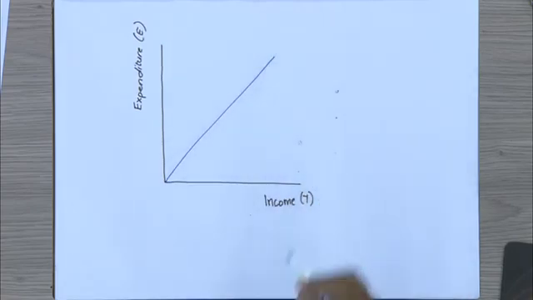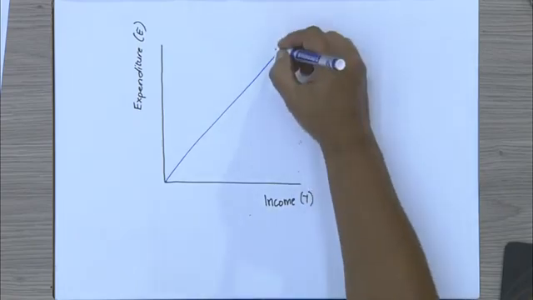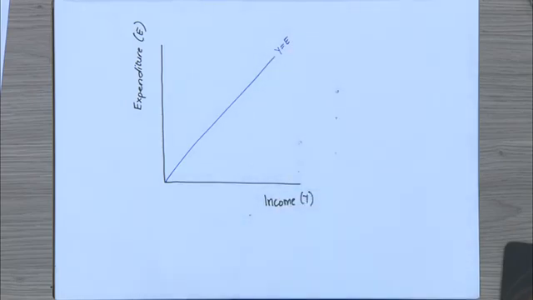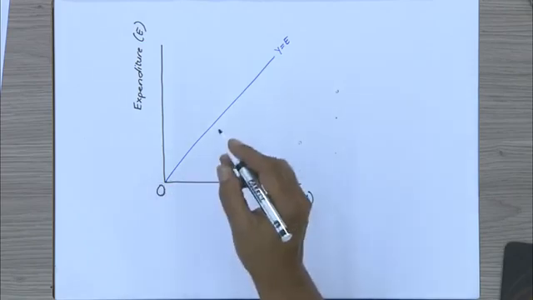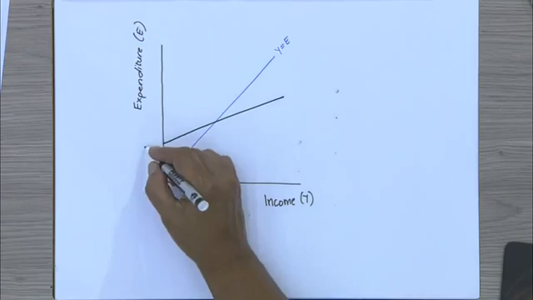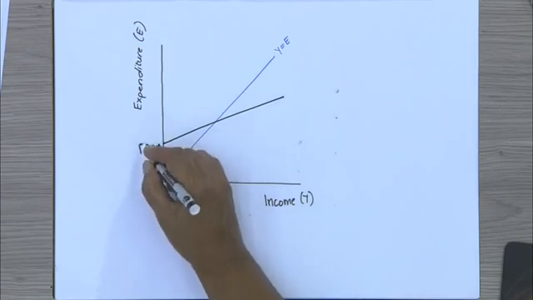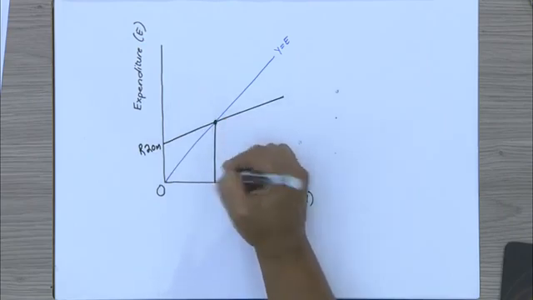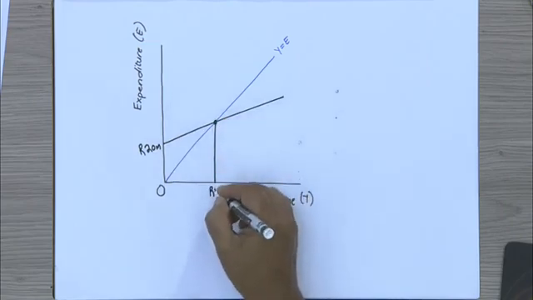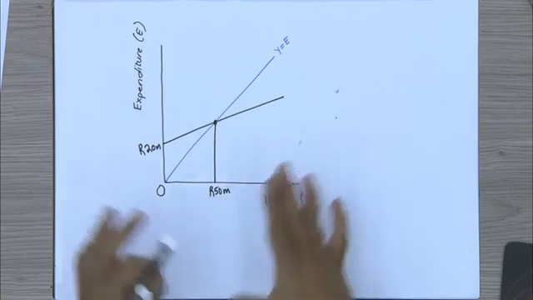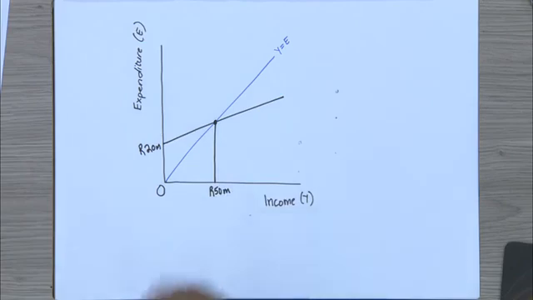And my 45-degree line of equilibrium, that is where Y equals E. And we had 20 million with an income of 50 million. So that's all the information you are given, nothing else.